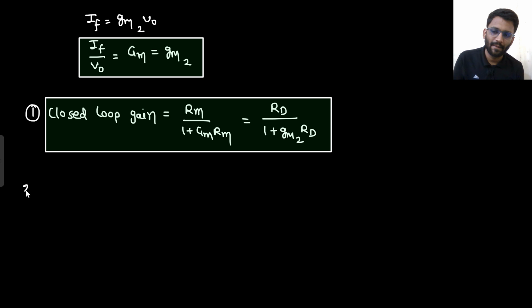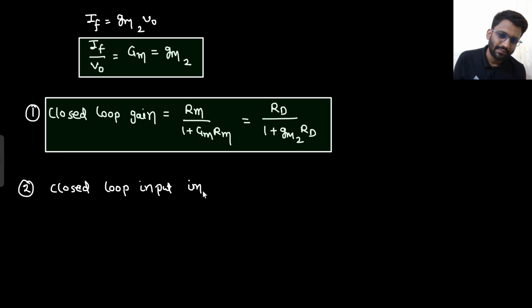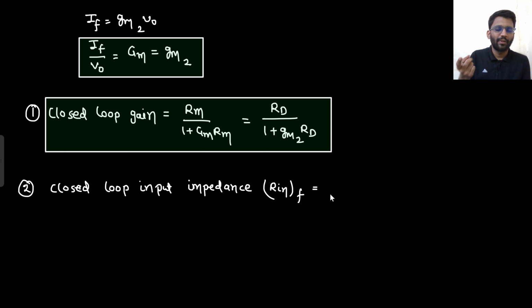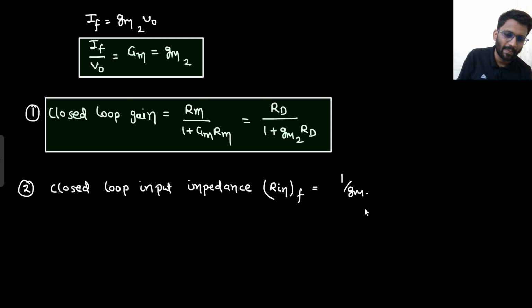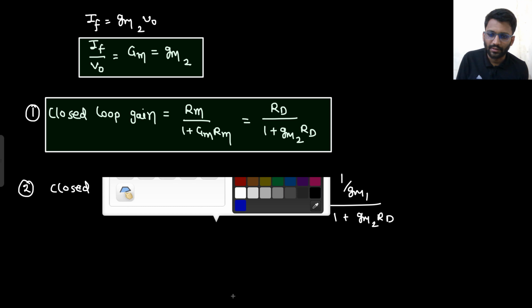Let's find other things. Closed loop input impedance. What would that be? Rin with feedback. What kind of amplifier is that? Output is voltage, input is current. So this is a transresistance amplifier. Input is current, so Rin should be as low as possible. What was Rin without feedback? Rin open loop was 1 by gm1. So 1 by gm1 divided by 1 plus gm2 RD. This is your Rin with feedback.